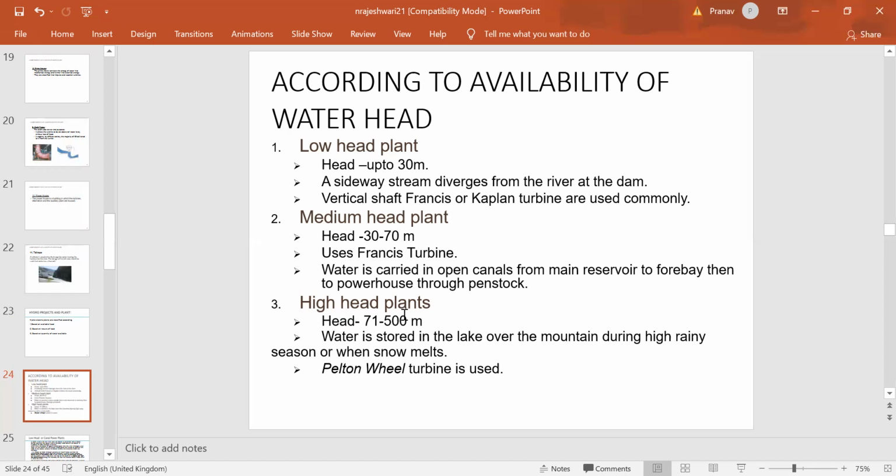The high head plants are classified as 71 to 500 meters head, and water is stored in the lake over the mountain during high rainy seasons or when snow melts. So Pelton wheel turbine is used in this case.